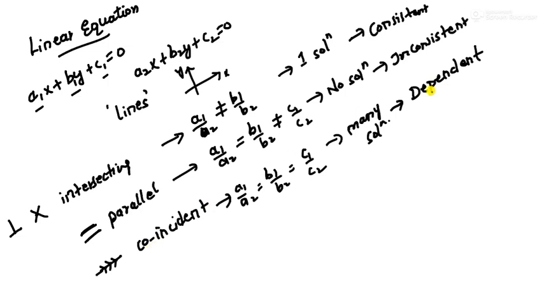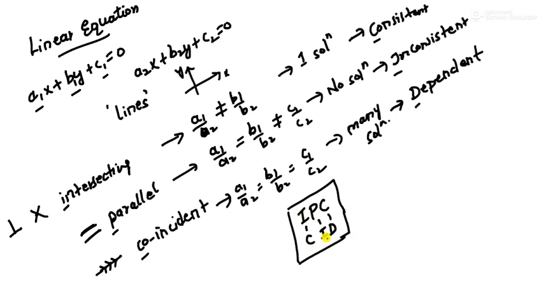If coincident, then it is dependent. So to remember this, we have a trick. And what is that trick? See, it is I, P, C. You can see here first letters I, P, C, and here C, I, D. If you relate them, we can say intersecting line is representing consistent, parallel is representing inconsistent, and coincident is representing dependent. So you can remember this code word, IPC and CID.